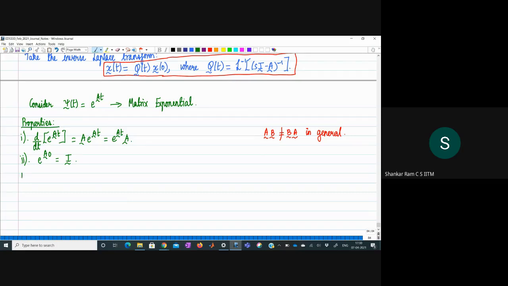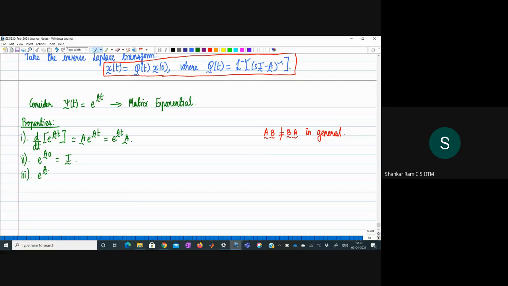Of course, one may think, hey, these look very straightforward, because we are used to such results from scalar valued exponential functions. But note that these are matrix valued functions. So these results are useful.